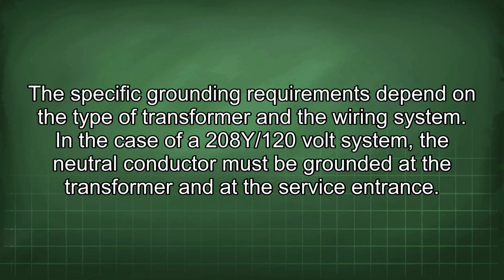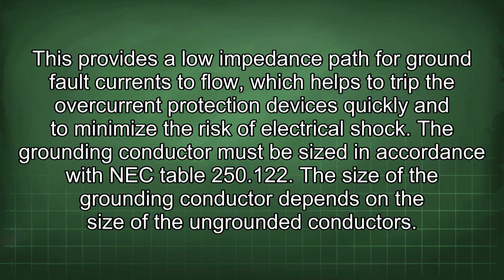In the case of a 208Y/120 volt system, the neutral conductor must be grounded at the transformer and at the service entrance. This provides a low impedance path for ground fault currents to flow, which helps to trip the overcurrent protection devices quickly and to minimize the risk of electrical shock.